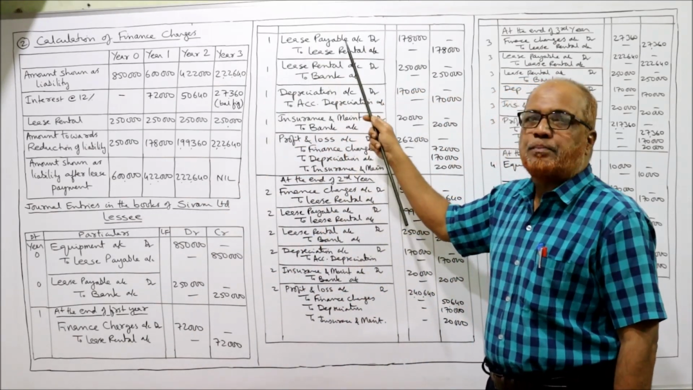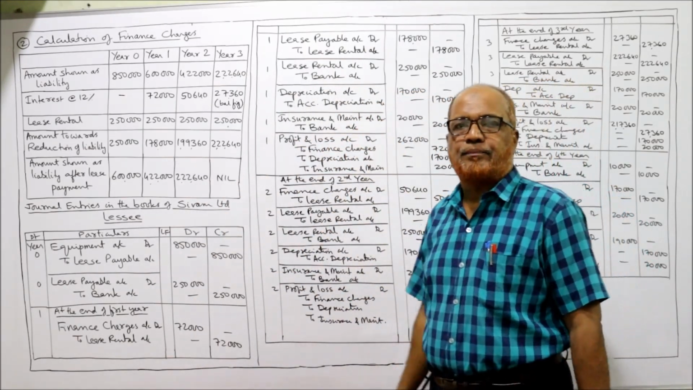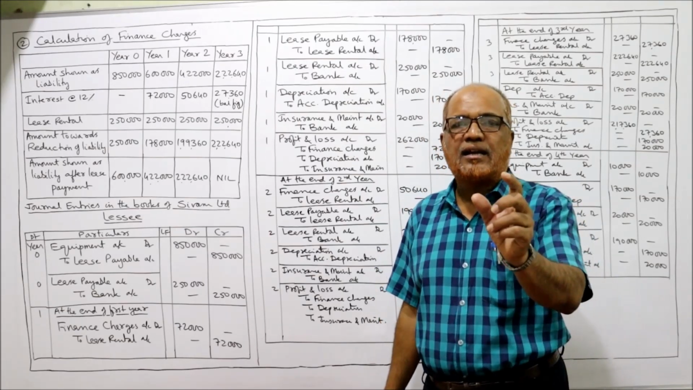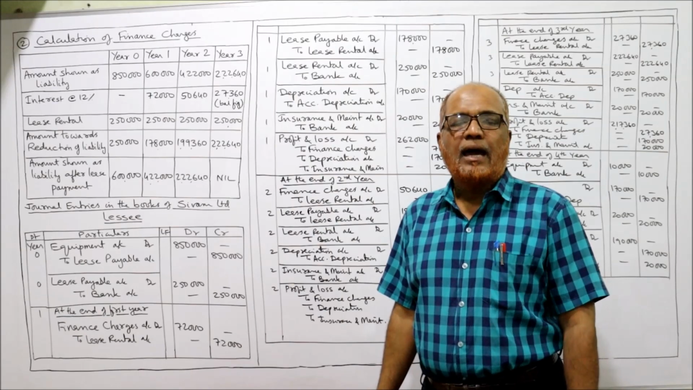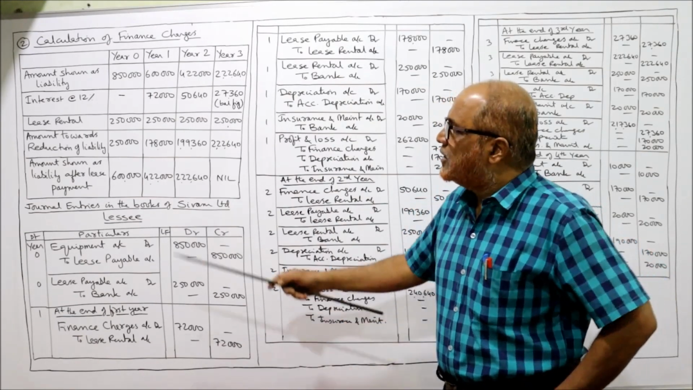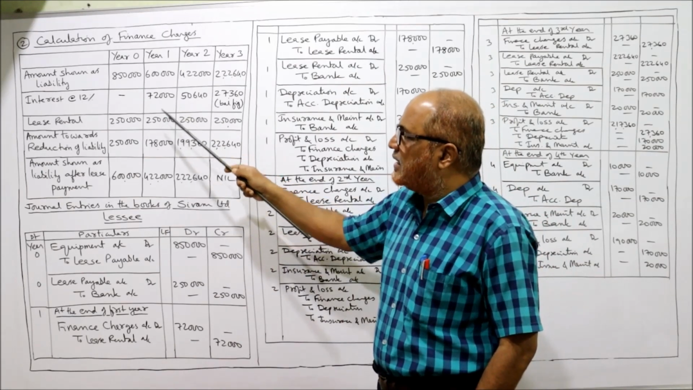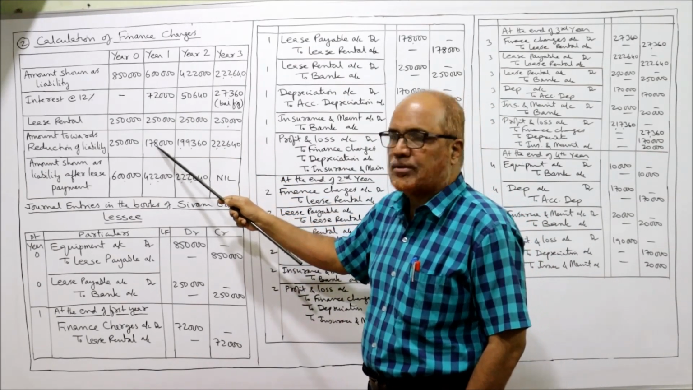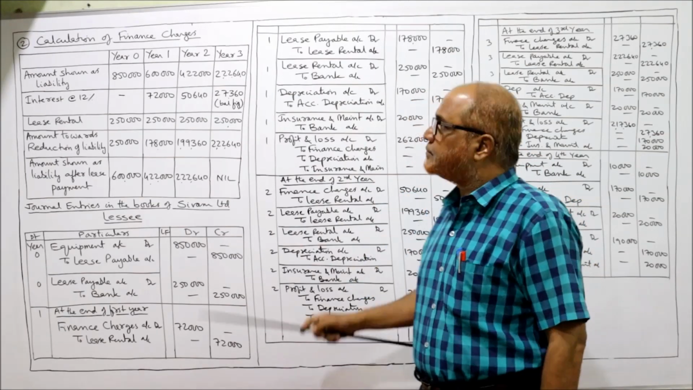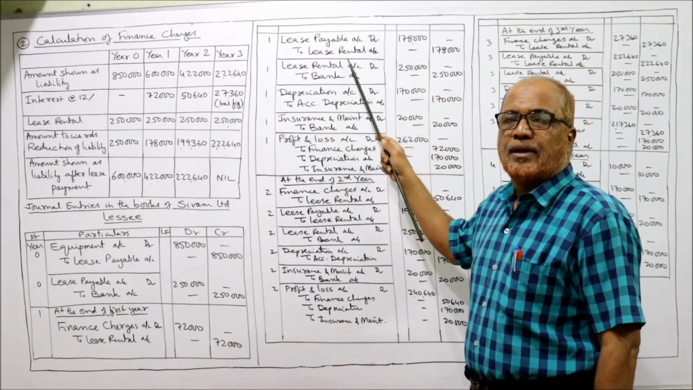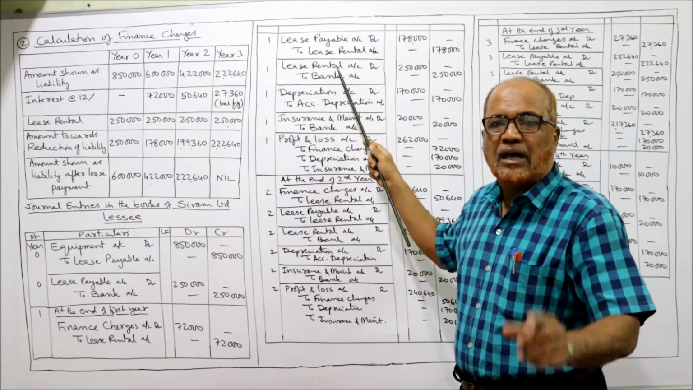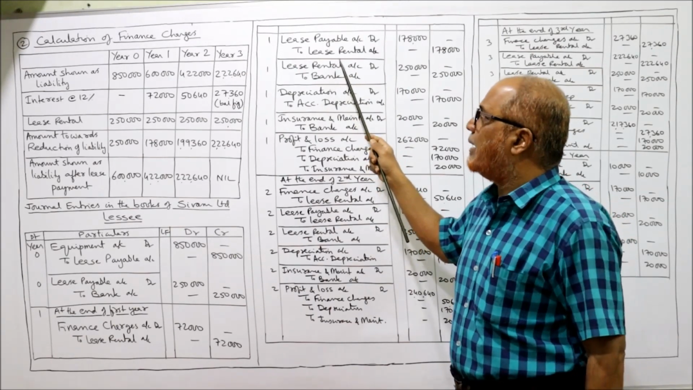Second entry, lease payable account debit to lease rental. This entry is for the amount paid towards principal. Amount paid towards principal. So how much? 72,000 is the interest, so 1,78,000 is the repayment of principal. 1,78,000. Being the amount paid in reduction of liability.